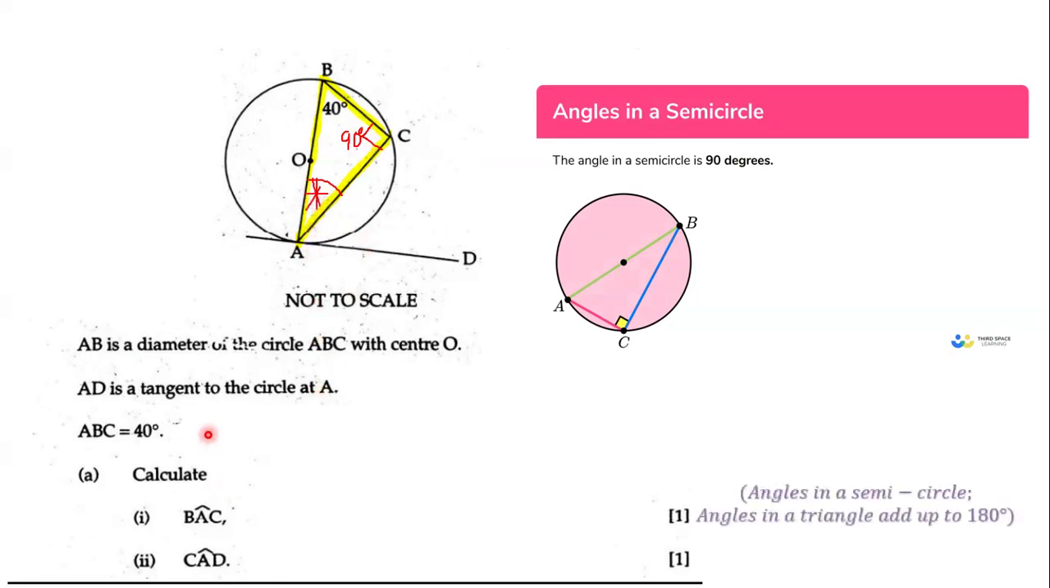And so that's what we do. So we say 180 degrees minus 90 plus 40. 90 plus 40 is 130. So we have 180 minus 130, which gives us 50 degrees. And so that means that this angle, angle A, is 50 degrees.